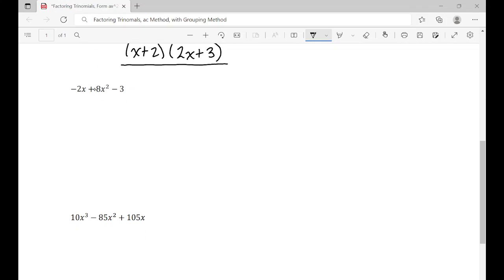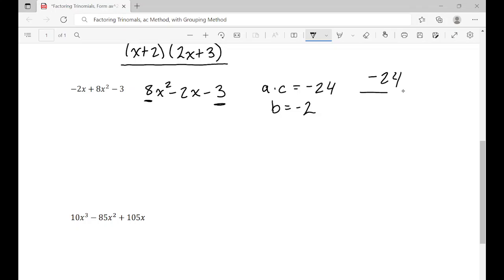Next, negative 2x plus 8x squared minus 3. No GCF here, but this is not in the correct form, so I need to rewrite it as 8x squared minus 2x minus 3. And now I'm going to take my a term and my c term, and I will multiply them together and get negative 24, because 3 here is negative. My b term here is negative 2, and I will ask myself, what times what equals 24? But we'll add together to give me negative 2.